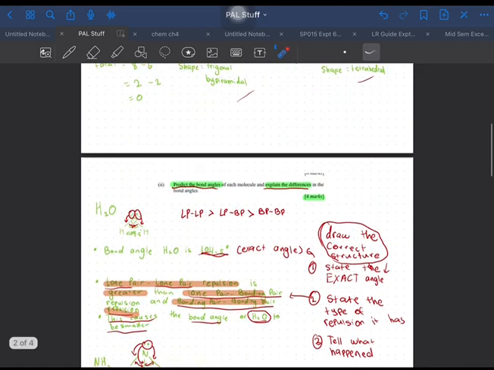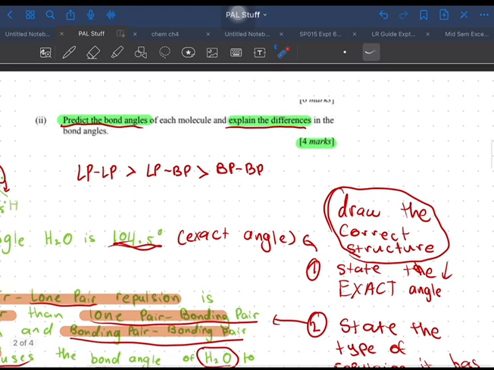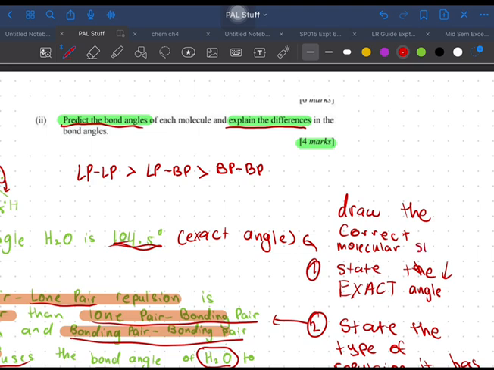I'm sorry, this is the molecular shape, it's not the correct structure. It's called the molecular shape. Correct, molecular shape.